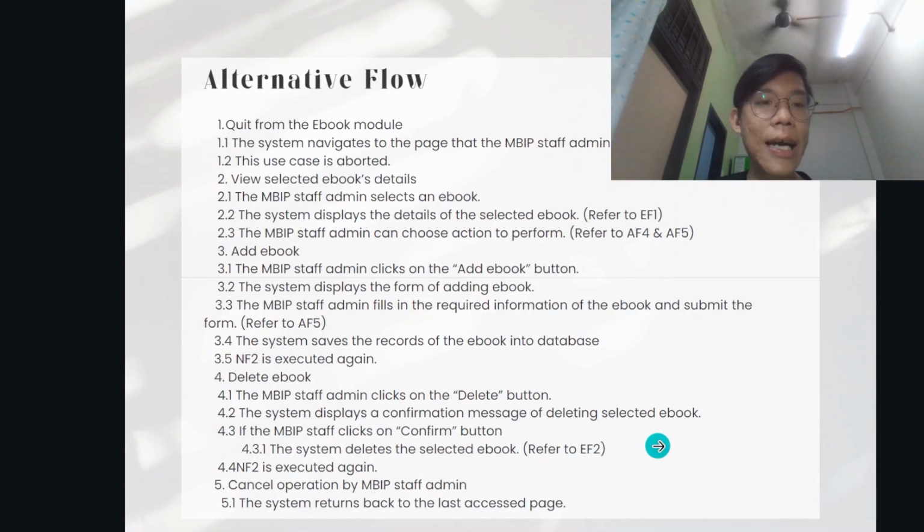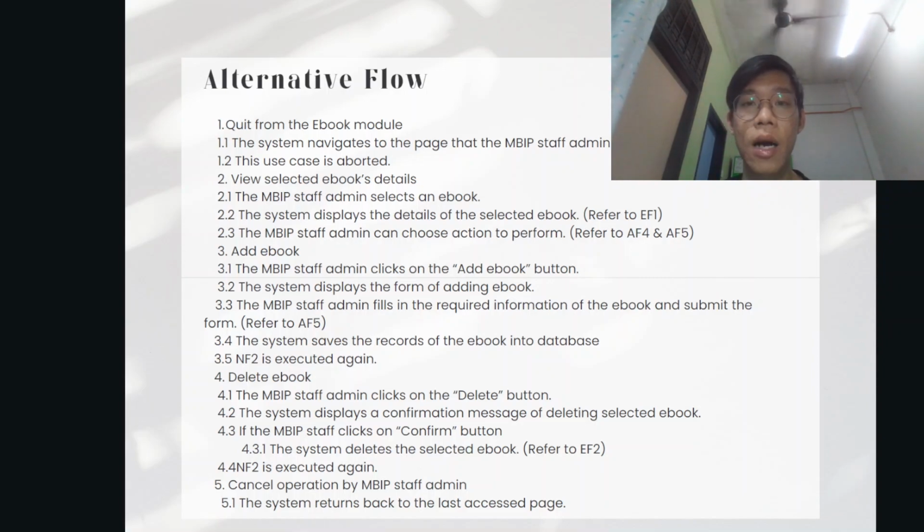And here are some of the comprehensive alternative flows for the module itself. First thing first, they can quit from the ebook module. If the MBIP staff wish to quit from the ebook module, then the system navigates to the page that the MBIP staff wishes to access later on. Once the system exits from that navigation, the whole use case will be aborted directly.